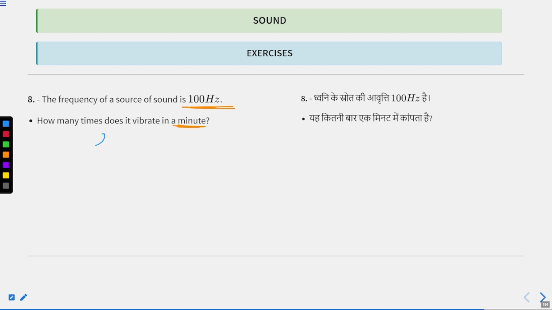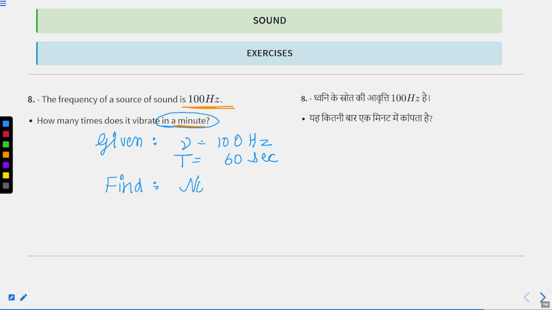So, what is given to us? Frequency is 100 hertz. Time is 60 seconds, or 1 minute. And what do we have to find? We have to find the number of vibrations. We have to calculate the number of vibrations n.